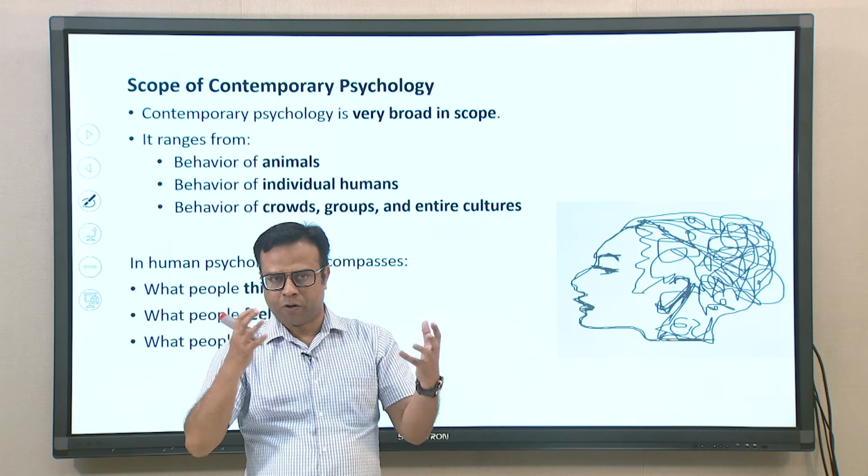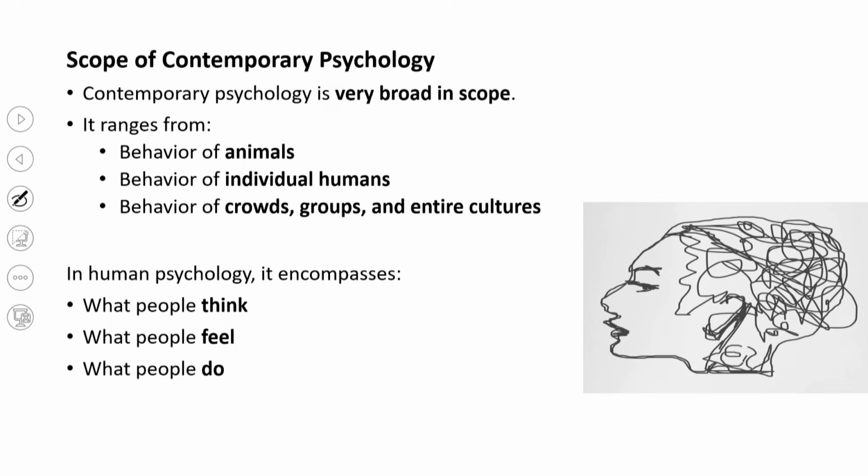If you look at contemporary psychology, it is very broad in scope. Okay? The meaning of psychology evolved, as we said, with different terms getting more emphasis with the evolution of thoughts in psychology. But if you see today's psychology, the scope of psychology has evolved much more beyond those limited understandings of just behavior and so on. So, contemporary psychology has a lot of other things included in it. It ranges from behaviors of animals, behaviors of individual humans, behaviors of crowds, groups, entire cultures and so on. So, the scope has evolved into studies from individuals to society to cultures, groups and so on.